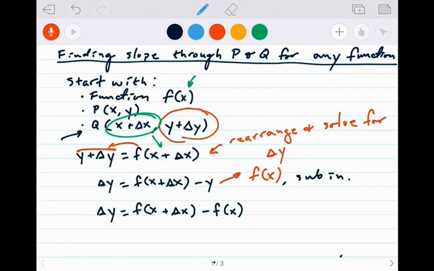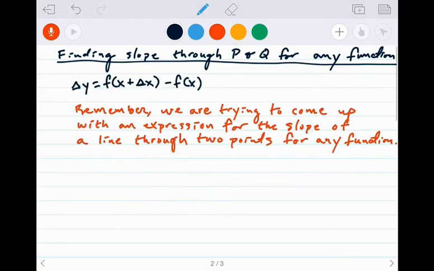All right. So now, remember what we've just derived here: delta y is equal to f of x plus delta x minus f of x. If you think about this expression, it kind of makes sense. Over on the left-hand side, this is the y part of Q, and if you subtract from it the y part of P, you're going to get delta y.